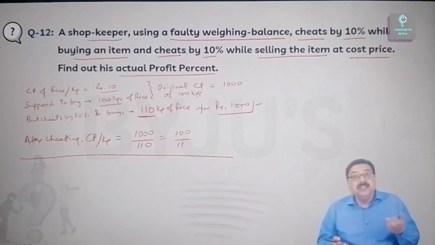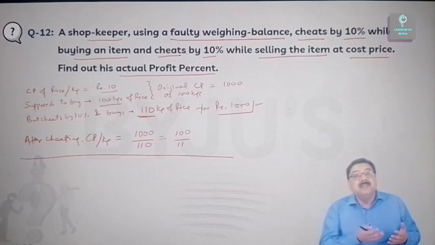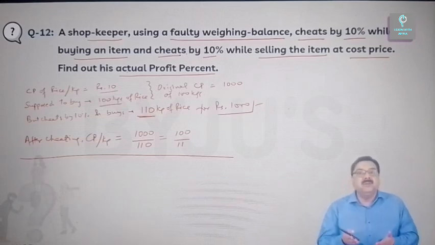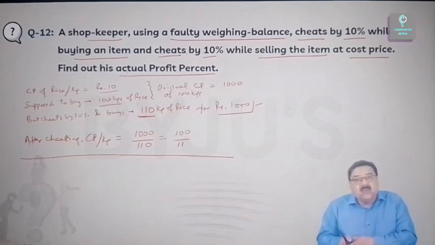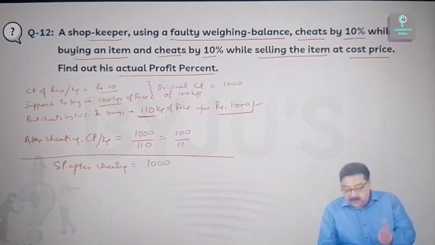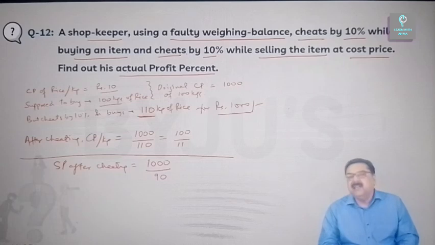While buying, he cheats by 10% and buys more quantity of rice at the same price of rupees 1000. But while selling for rupees 1000, he sells less quantity of rice, that is 90 kgs, but for rupees 1000. So selling price after cheating will become that he is selling at the cost price, which is rupees 1000, but he's selling only 90 kgs for rupees 1000, not 110 kgs. So here the selling price becomes 100 by 9.